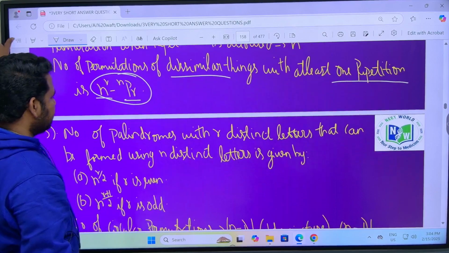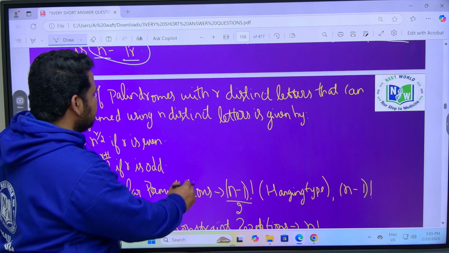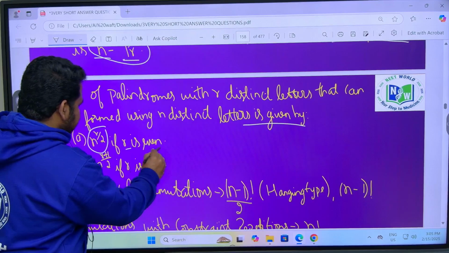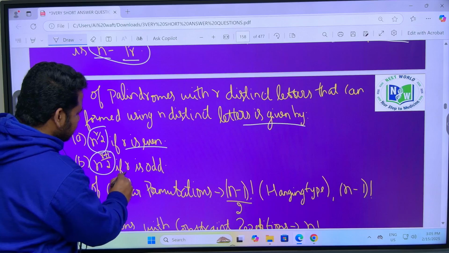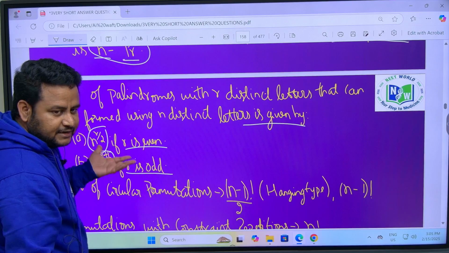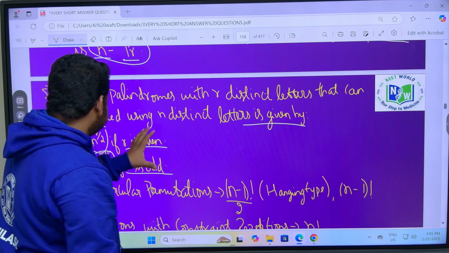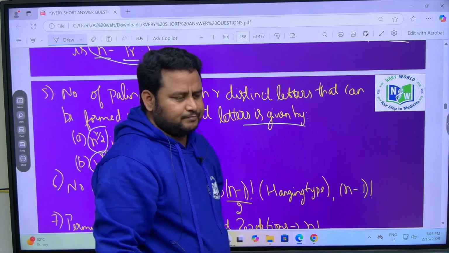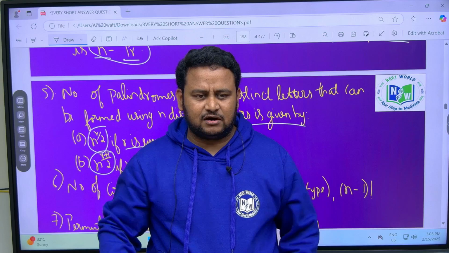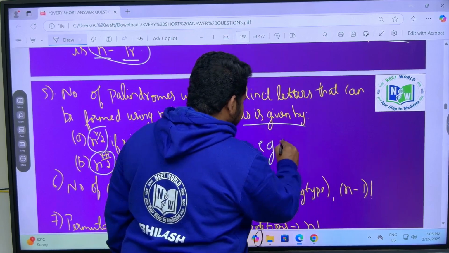Next thing, the number of palindromes with r distinct letters that can be formed using n distinct letters is given by n to the power of r by 2 if r is even, n to the power of (r plus 1) by 2 if r is odd. This is also very important, not just for your intermediate exam, but also for MSET, KSET and JEE. Right? Now, what do you mean by palindrome? Palindrome means which reads the same if you read it from the right side or from the left side. For example, for palindrome I can give the example of the word Malayalam.